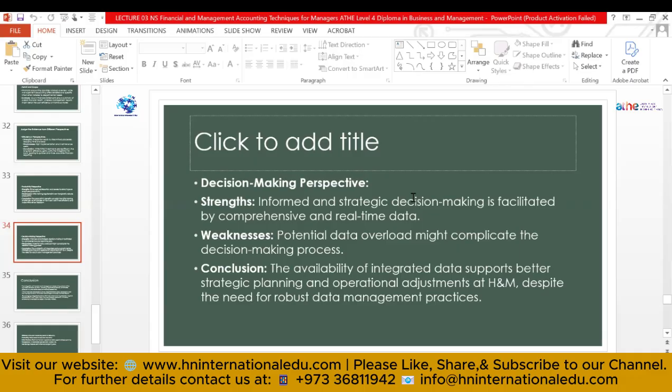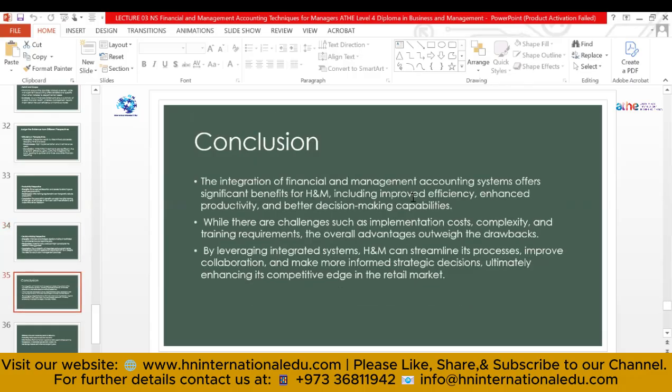Conclusion. The integration of the financial and management accounting systems offers significant benefits for H&M, including improved efficiency, that is, when you work with both systems in any of the organizations, specifically in SMEs, though it is not at the moment, we work on efficiency, enhanced productivity, and better decision-making capabilities. While there are challenges, problems, issues, such as the implementation cost, it's expensive, complexity, and training requirements, the overall advantages outweigh the drawbacks. No matter what problems are, the plus points are quite high.